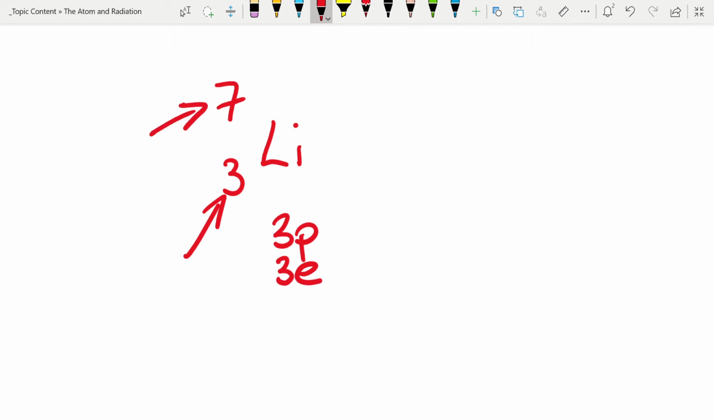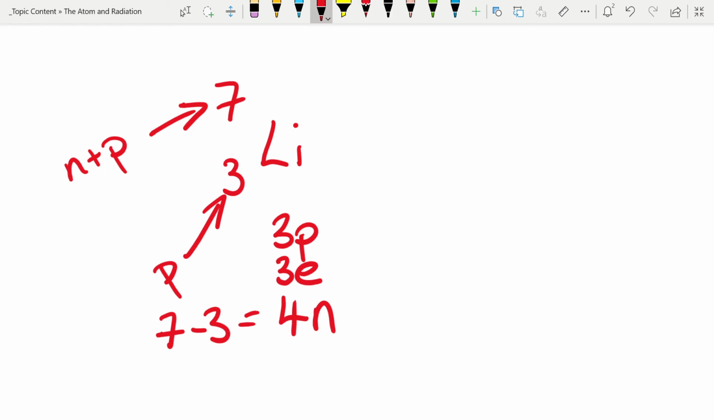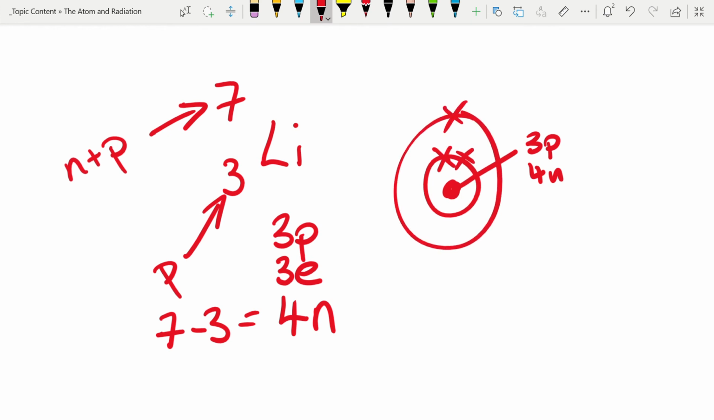Meanwhile, the top number is the mass number, the bigger number, and it tells us the total number of neutrons and protons together. So the bottom number is the number of protons, the top number is the number of neutrons and protons added together. Therefore, to get the number of neutrons, we know there's 7 neutrons and protons together. 3 of them are protons, therefore 4 must be neutrons. So to find the number of neutrons, we take the top number and subtract the bottom number. Therefore we can tell that lithium would have 3 protons and 4 neutrons in the nucleus, and then it would have 3 electrons in shells around it.